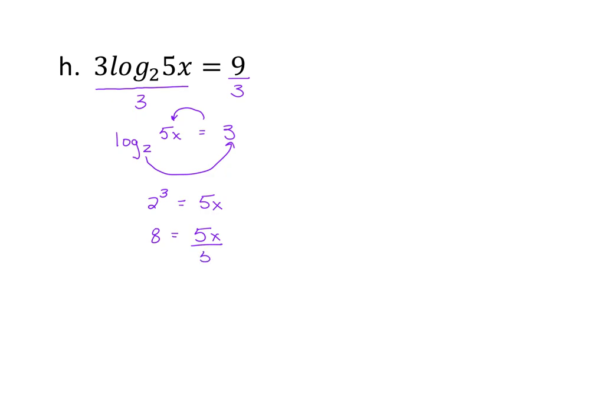We can then divide by 5. You can leave it as a fraction, or you can write it as a decimal. 8 divided by 5 is equal to 1.6. And that's what we get. When we plug this in, if we multiply 5 times 1.6, we get 8. And is 8 a positive number? And it is.